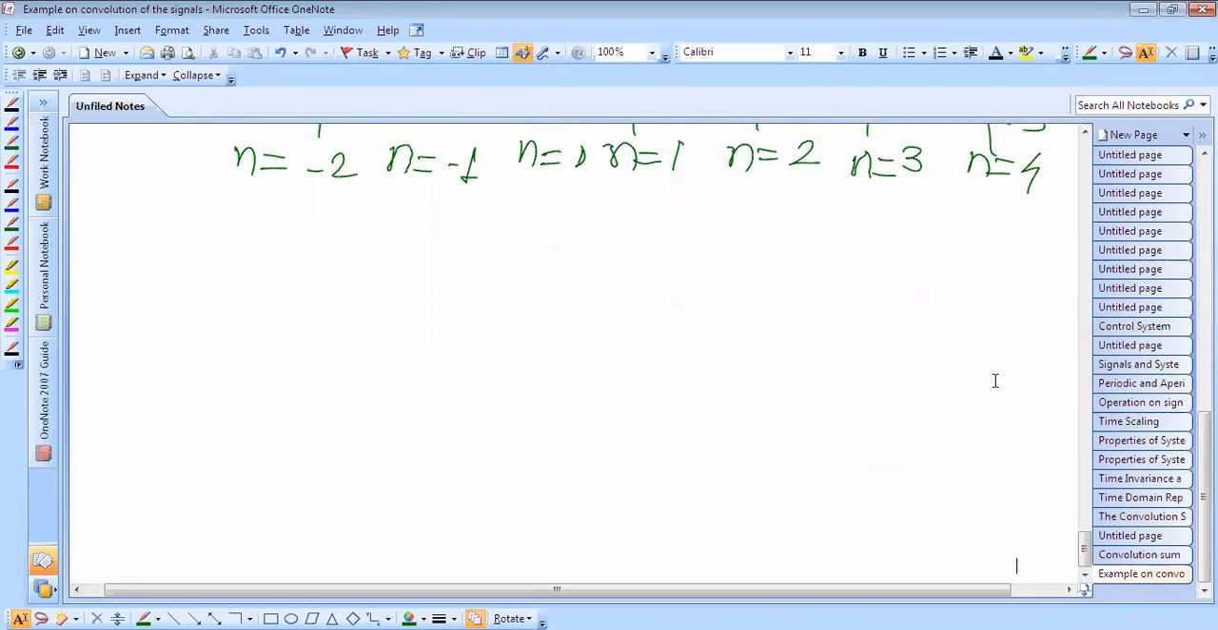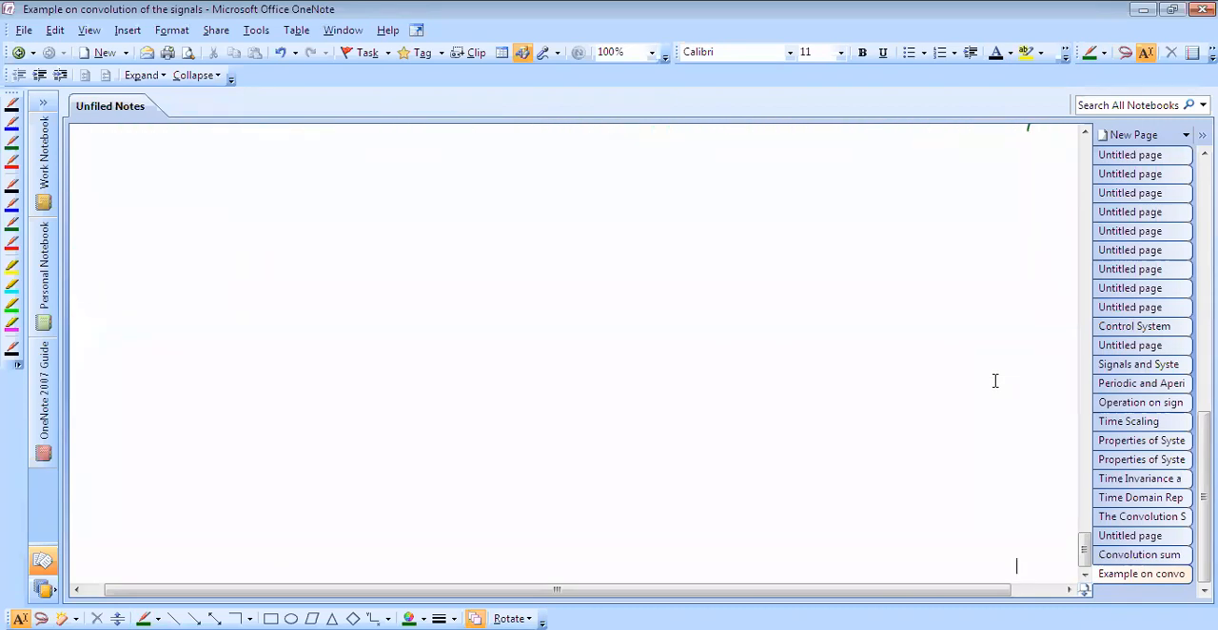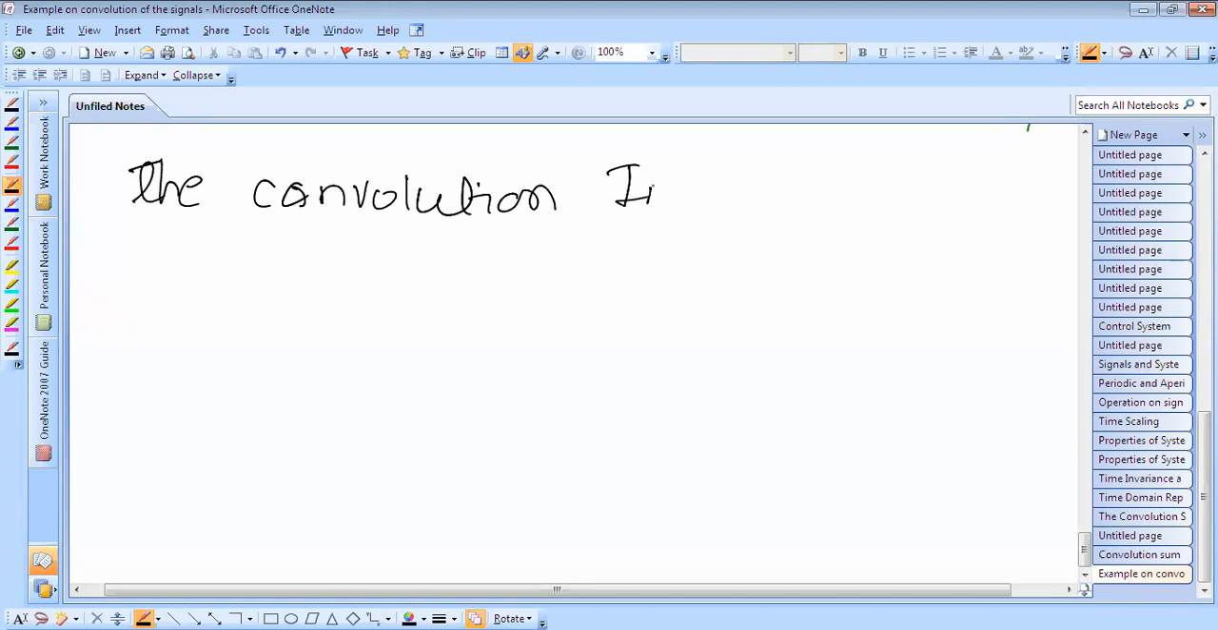sum. Now next we'll discuss the convolution integral. We'll now discuss the convolution integral. So we have seen the output of a continuous linear time invariant system may also be determined from the knowledge of the input and the system impulse response.